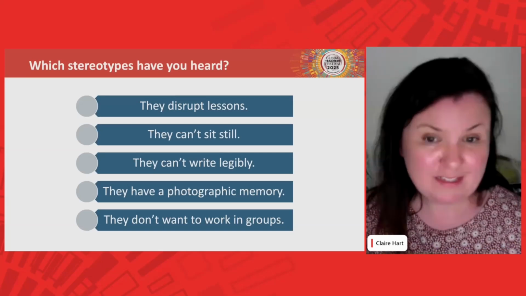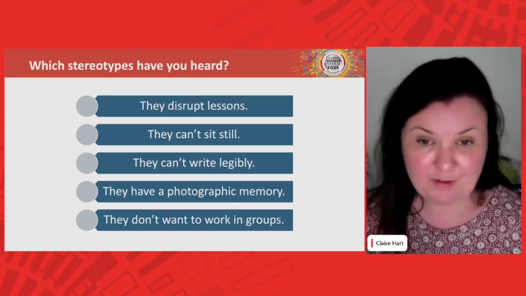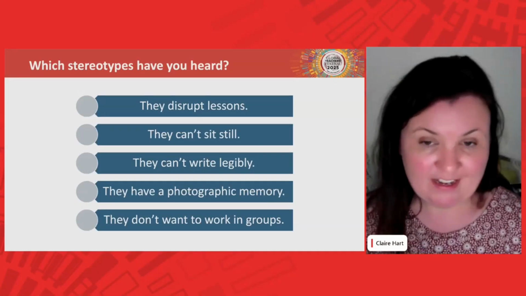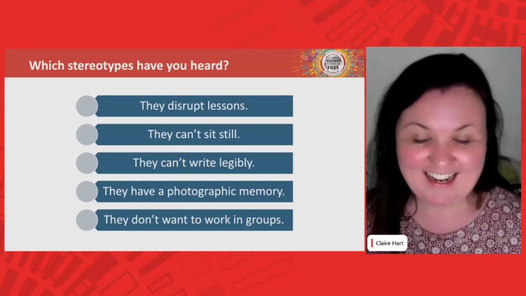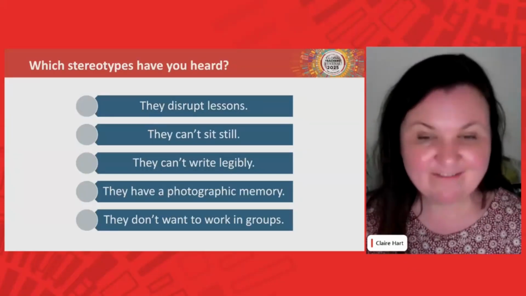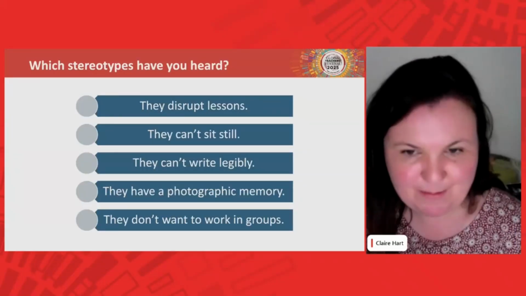They can't sit still. I can testify to the fact that this is not true. I spend a lot of time sitting still as an online teacher and writer, so I can definitely manage that. Most autistic people can also manage it.